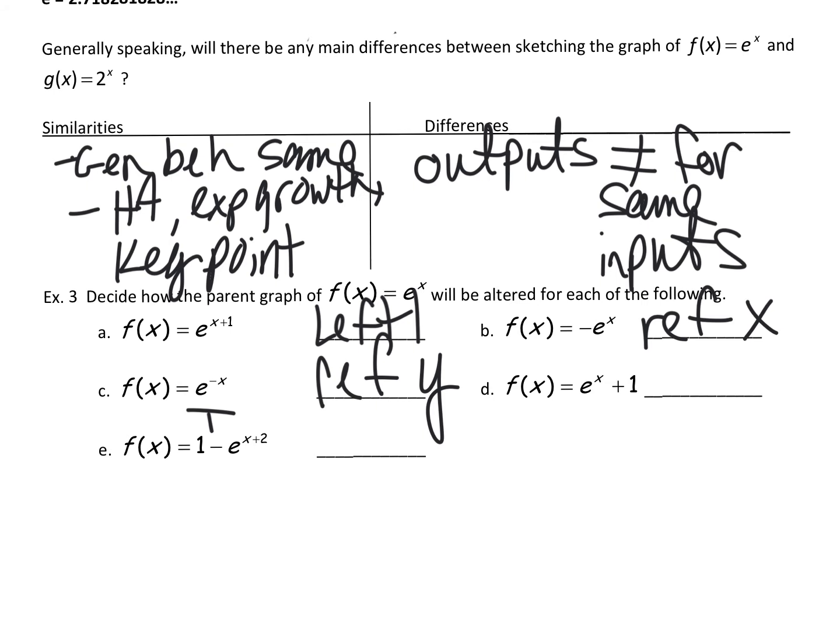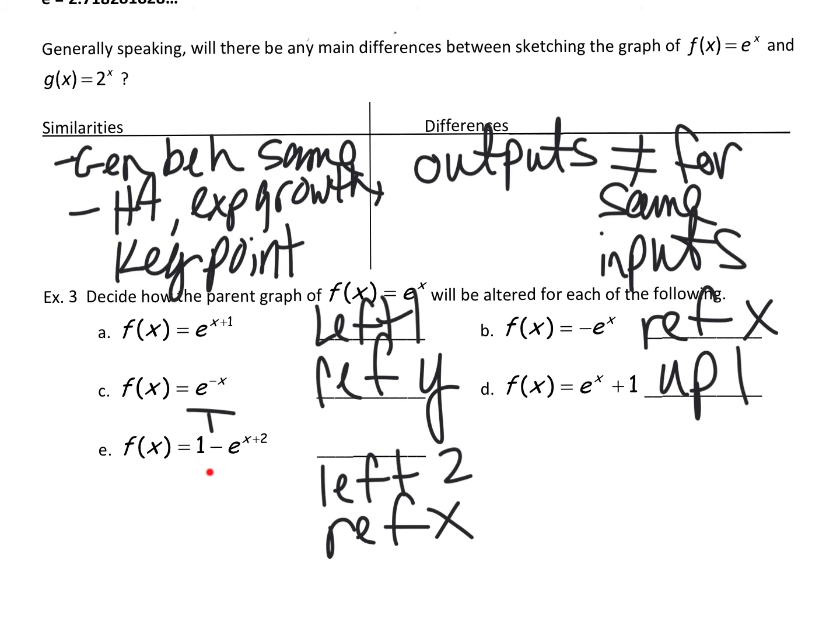Then e to the x plus 1 takes all outputs and moves them up 1. And then here we got a couple things going on. First, on the inside we have that +2. Left, I'm just going to write it down here, left 2. And after that, order of operations, negative, so y outputs go from positive to negative or negative to positive. That's a reflection about the x-axis. And then lastly, this 1 is like a +1 at the end, but it's out front, so that just moves it up 1.